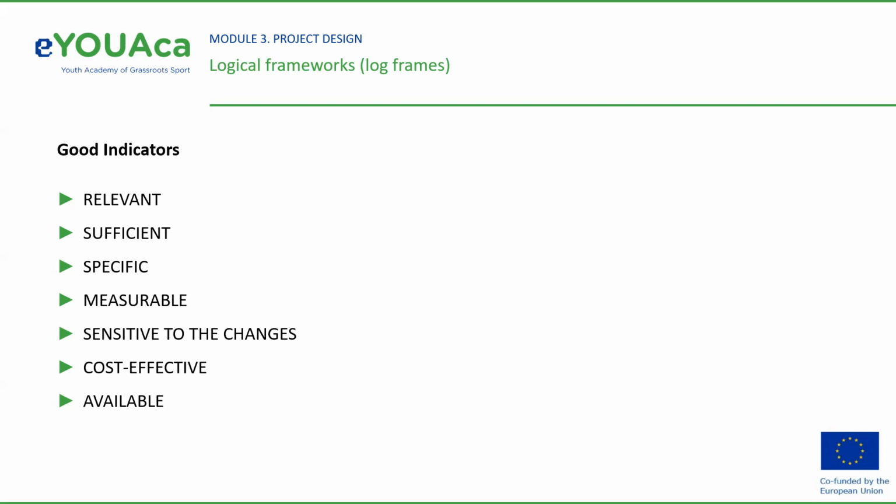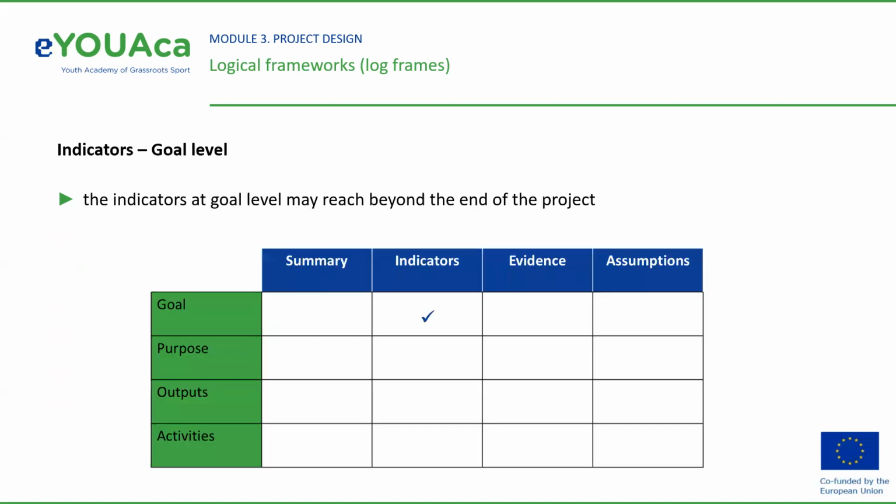It should be cost-effective. Can the indicator be measured with reasonable cost and effort? Is the cost of measuring the indicators proportionate to the total cost of the project? And finally, indicators should be available. Can the indicator be measured at the planned time? Now, let's focus on indicators for each level and give a brief information.